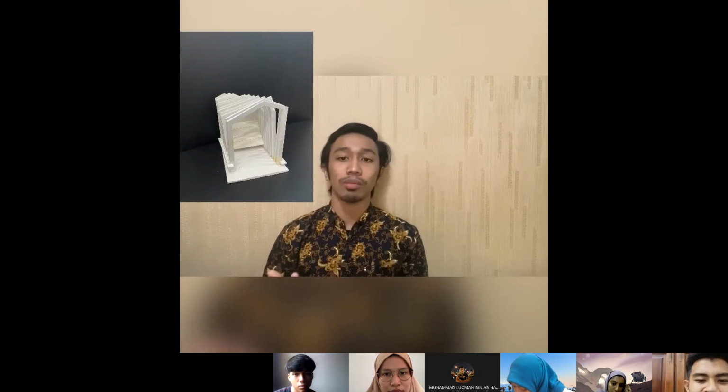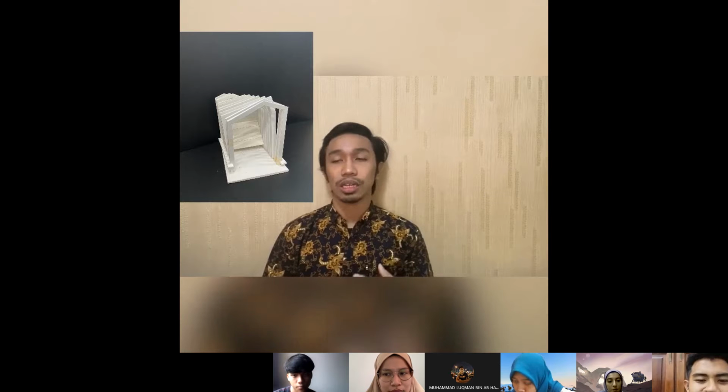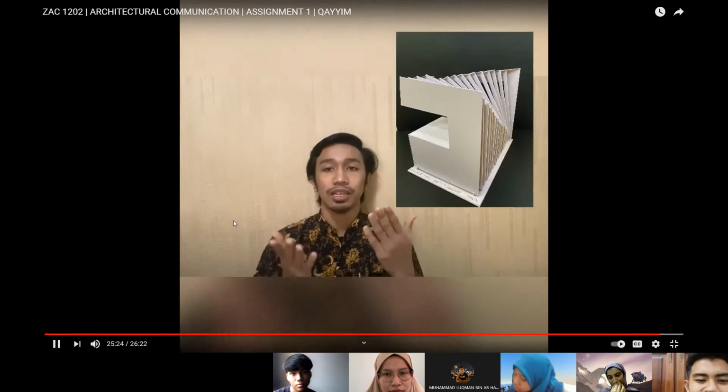As architecture students, we know that a mock-up model is built to help us see the form and the space of our final model. Okay, now let's go to the final part, which is the final model. This is how my final model looks.